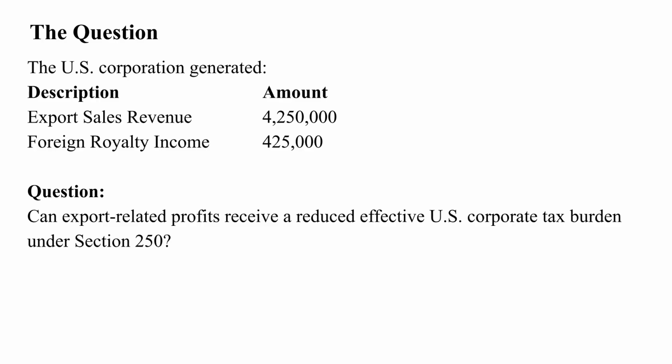Our U.S. corporation generated export sales revenue and foreign royalty income. This raises an important tax question. Can a U.S. corporation receive a tax benefit when it earns income from foreign customers while operating inside the United States? The answer is yes. Under Section 250, qualifying foreign-derived income may receive a deduction, which can reduce the corporation's effective U.S. tax burden.